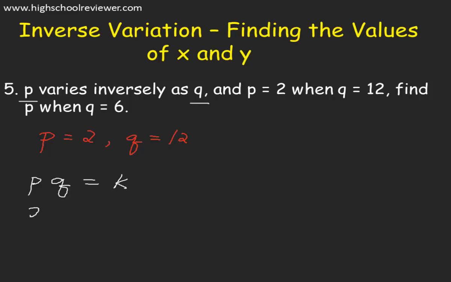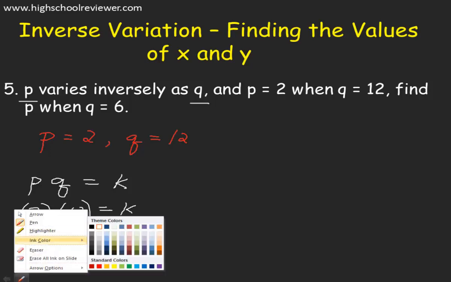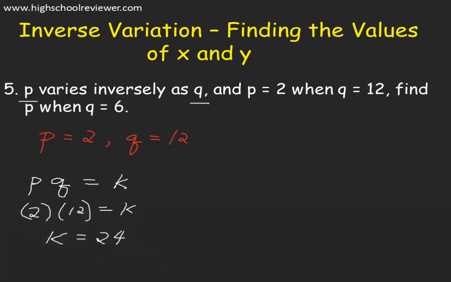So our P is 2 multiplied by Q, which is 12, and this is equal to K. So our K here will be 2 times 12, that is 24. And the second values of P and Q. So we need to find P. So our P here is the unknown, and our Q is 6.